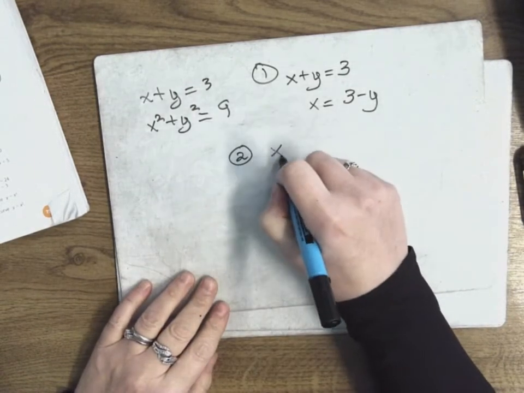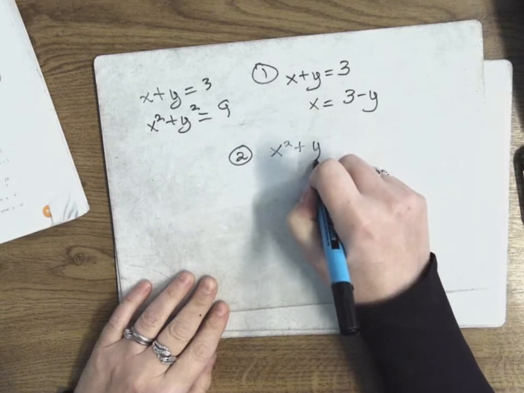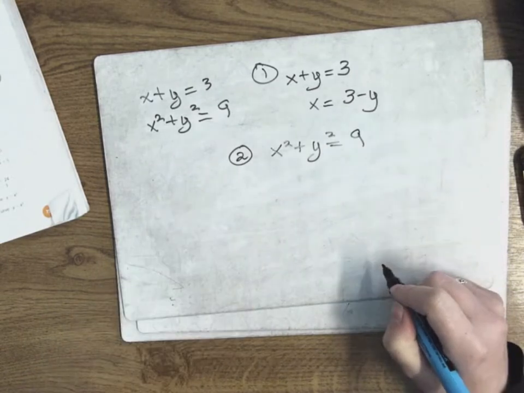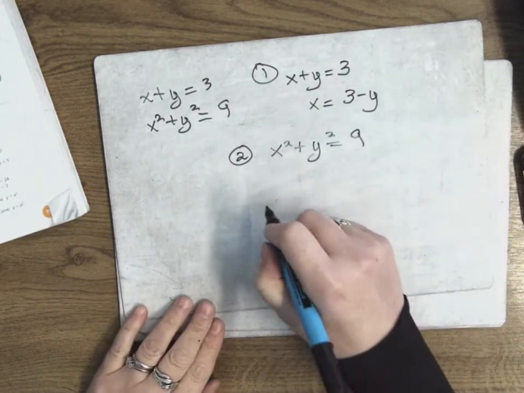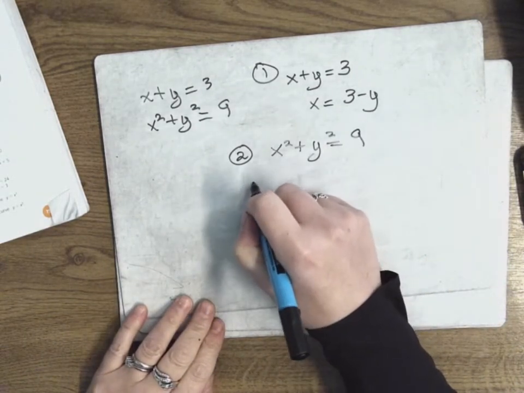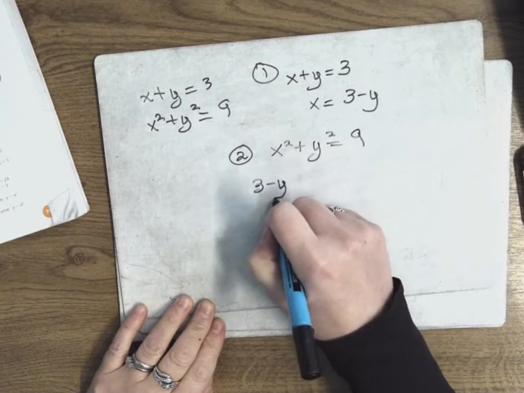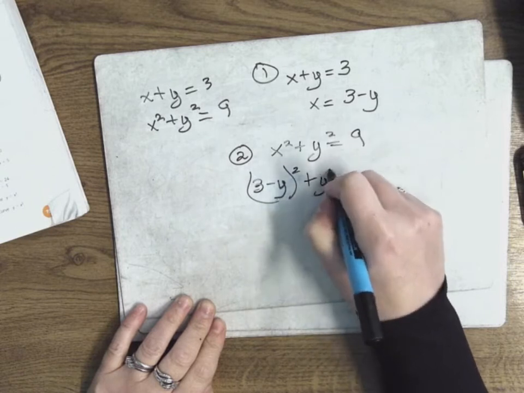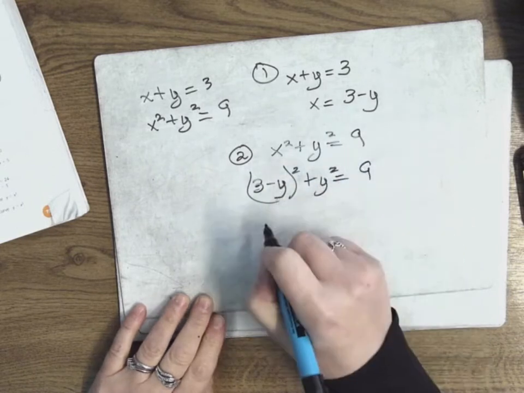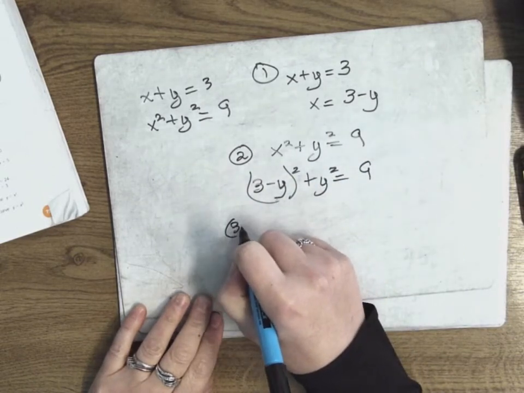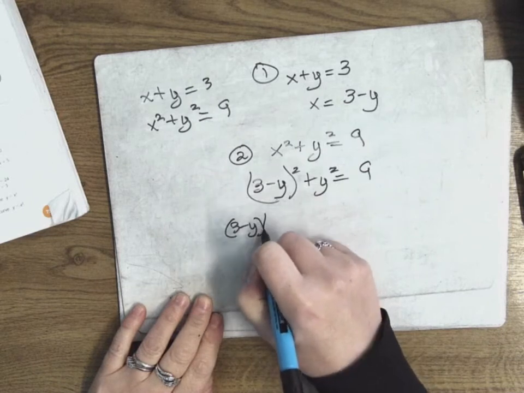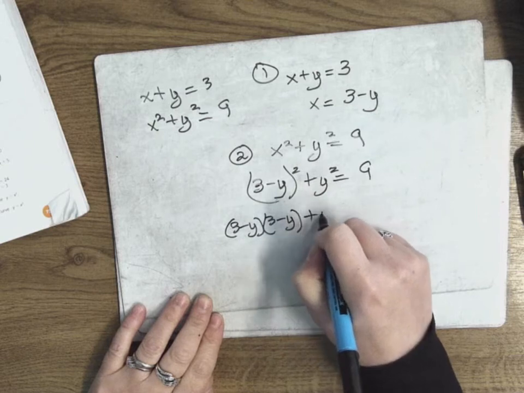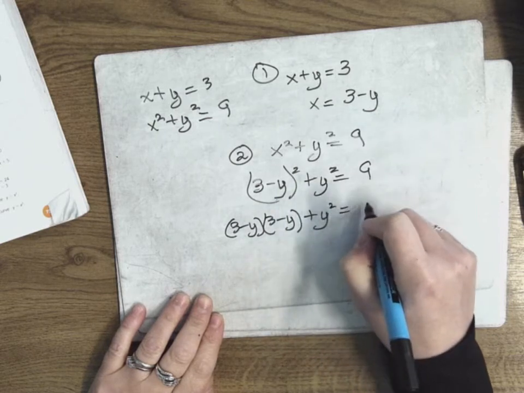So you go x squared plus y squared equals 9. So number 2 means step 2. So everywhere I see an x, what am I writing in? 3 minus y. So instead of x, 3 minus y. So it was x squared plus y squared equals 9. So then x squared means 3 minus y multiplied by 3 minus y. Okay? Plus y squared equals 9.